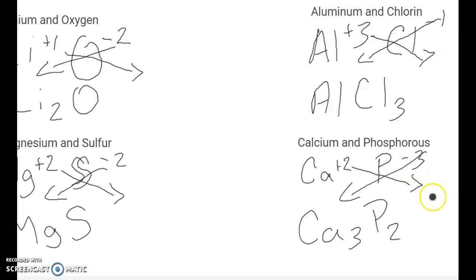Calcium phosphide. And remember, every time we have a cation and an anion in an ionic compound, we take out the ending and put in -ide. So this would be aluminum chloride, lithium oxide, magnesium sulfide.